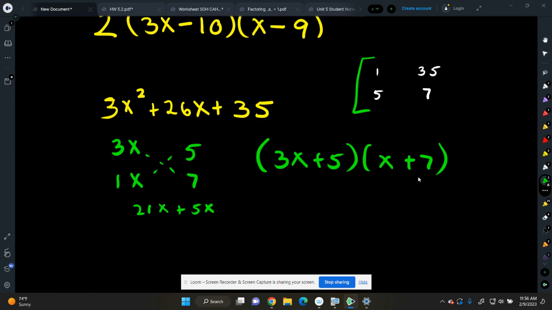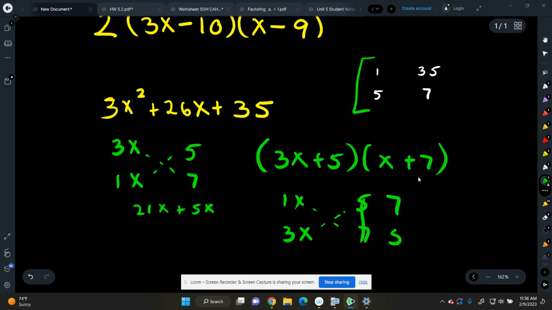Doesn't matter if the 1x is up above. If we had the 1x up first, and I did 5 and 7 like that, it wouldn't work. I'd have 15 plus 7. So we'd have to have the 7 up there. And that's okay because you're going to form the same factor. That works. x plus 7, 3x plus 5.